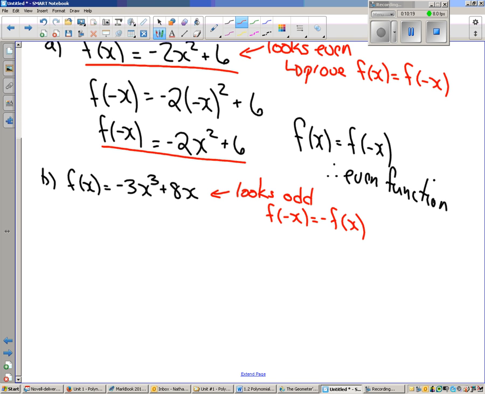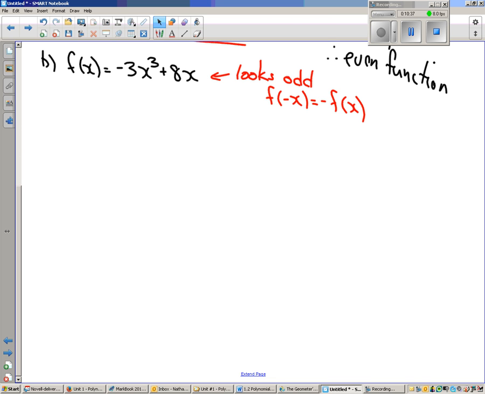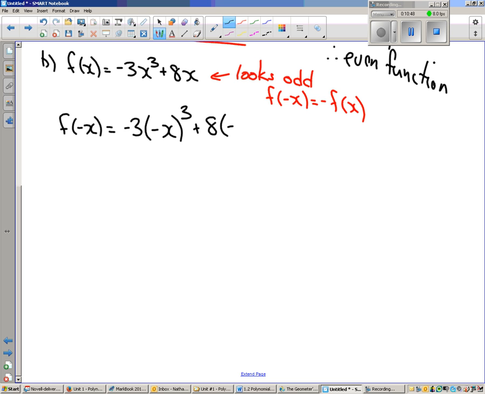We're looking at it, we can read the definition. It looks like it's going to be a negative function, but we have to algebraically show it, which means we have to work it out. So we have to evaluate f of negative x, which is the exact same procedure, exact same steps we just did. So f of negative x will be negative 3 times negative x cubed plus 8 times negative x.